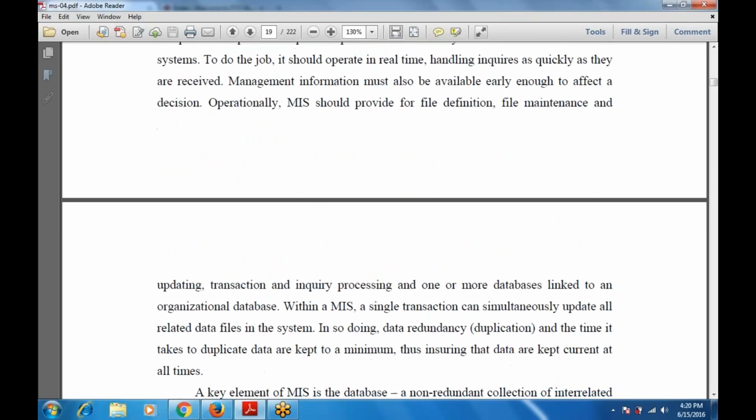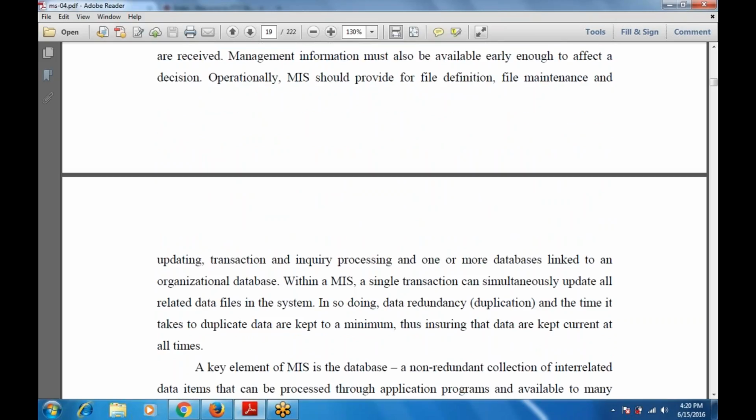And within a MIS, there is a single transaction that can simultaneously update each and every related data file in the system. If so, data redundancy, that is duplication, and the time it takes to duplicate data are kept to a minimum, therefore ensuring that data are kept current at all times. That means every data is updated at all times whenever we are using the MIS.